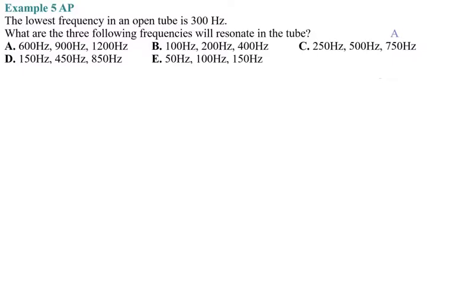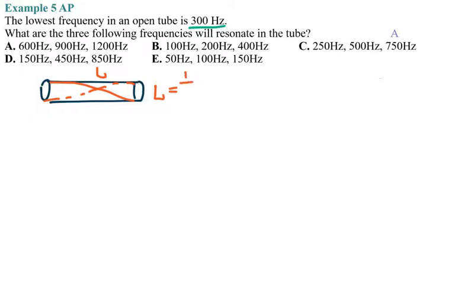Here's another question. The lowest frequency in an open tube is 300 hertz. So they give you the lowest frequency, the fundamental. It's an open tube, right? So I have open on both sides. And the lowest frequency, its fundamental frequency, you have L, and L is equal to 1/2 lambda. And the frequency is, in this case, 300 hertz. What are the three following frequencies that will resonate in the tube?